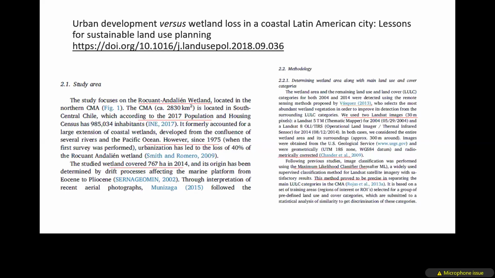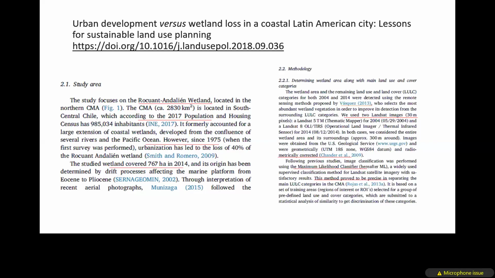The authors build their approach by validating, or say adopting, a previously published paper, referring to this Vasquez method and citing it very effectively.